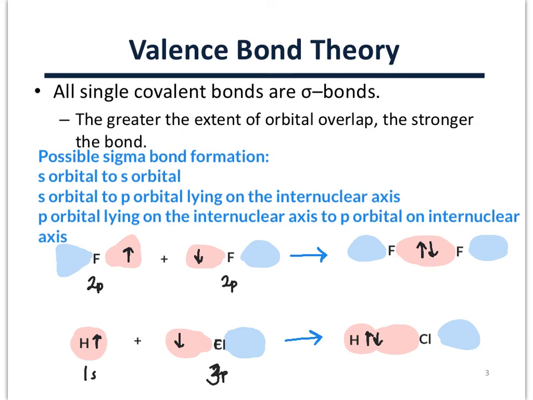Usually I just call it, very scientifically, the sideways p orbital. I don't really care particularly that you know that it's called the pz, but I do want you to know that only the p orbitals that are oriented along the internuclear axis can be involved in sigma bonding. We'll find that the ones oriented perpendicular to the internuclear axis are involved in a different type of bonding a little bit later on.